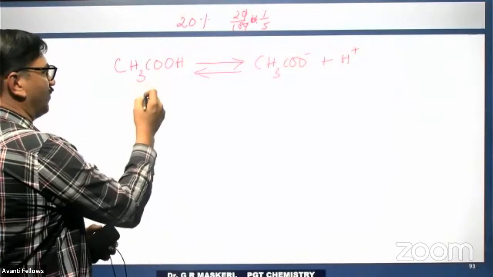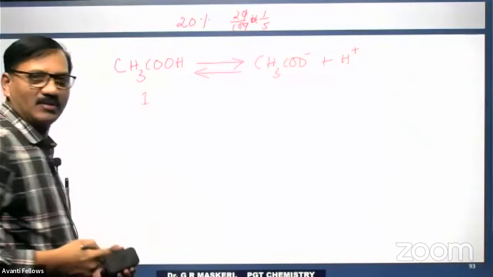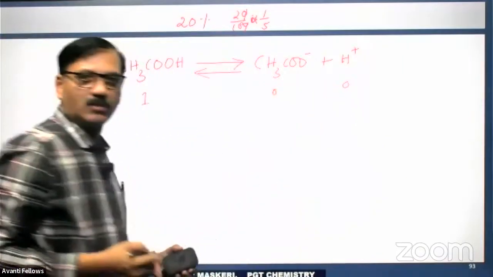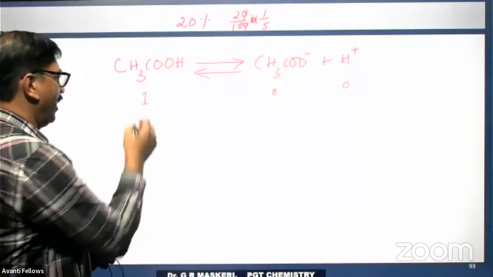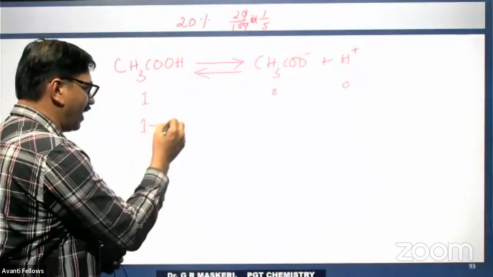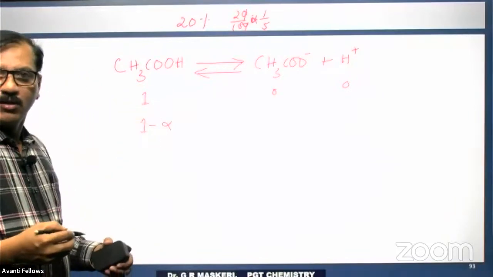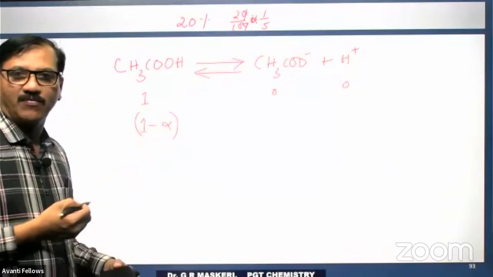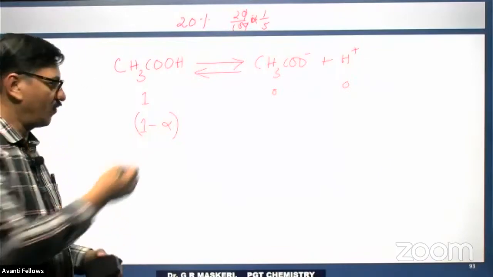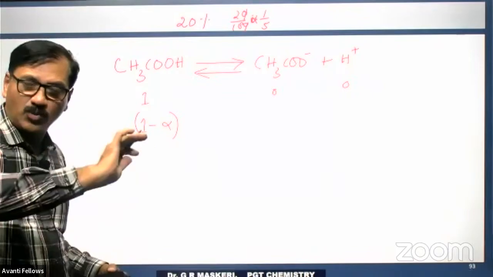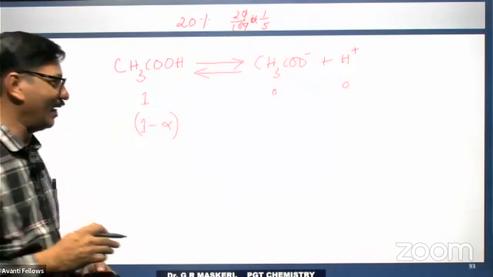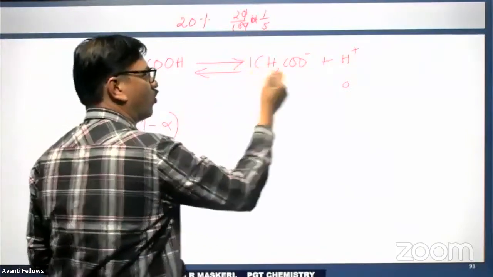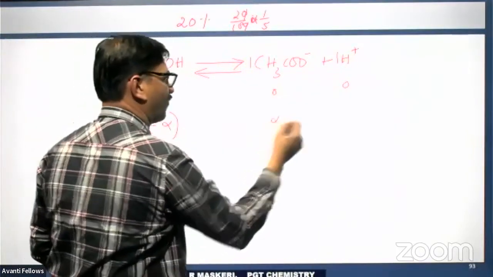Now, suppose there was one molecule before starting the process, and initially the products were 0 and 0. Some of it has gone and undergone dissociation. Therefore, what remains is 1 minus alpha. This is the way we take. If alpha is the degree of dissociation, that fraction of molecules has dissociated. If one CH3COOH dissociates, there is one CH3COO- and one H+ ion. Therefore, this is also alpha and this is also alpha.